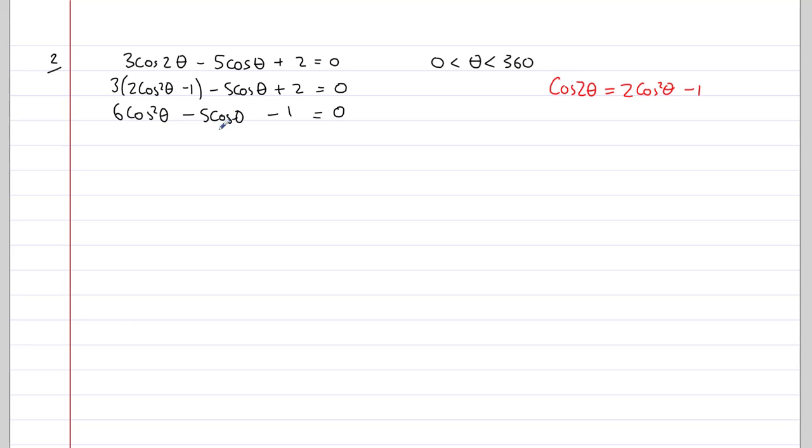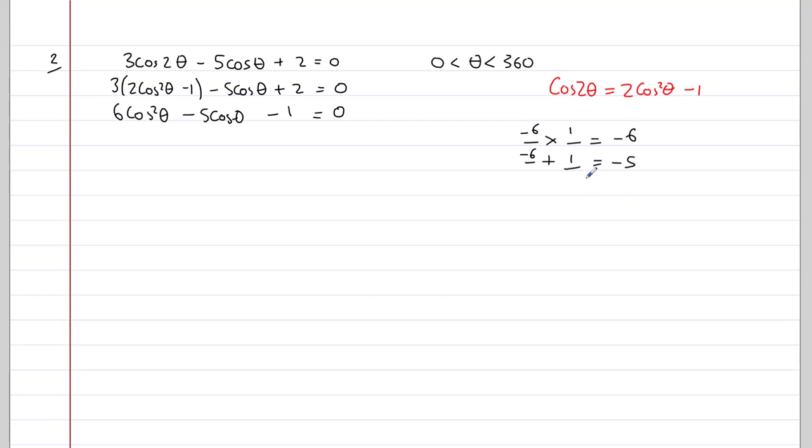From here you could use the quadratic formula, but it'll factorise quite nicely. I'm going to use a modified version of the AC method, which says I need two numbers that times together to make AC, so 6 times negative 1 is minus 6, and two numbers that add together to make B, which is negative 5. In this case, minus 6 and plus 1 will do the trick.